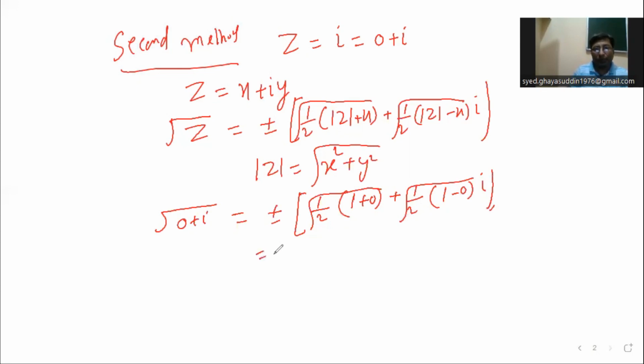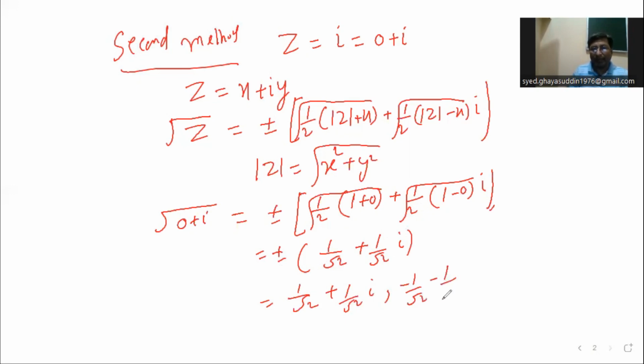Now this equals plus minus. This is 1 by root 2 and this is plus 1 by root 2 iota. When you take the positive sign, then 1 by root 2 plus 1 by root 2 iota. And second, when we take the negative sign, we will get minus 1 by root 2 and minus 1 by root 2 iota. Okay. So this is a very easy, tricky formula for finding a square root of any complex number.